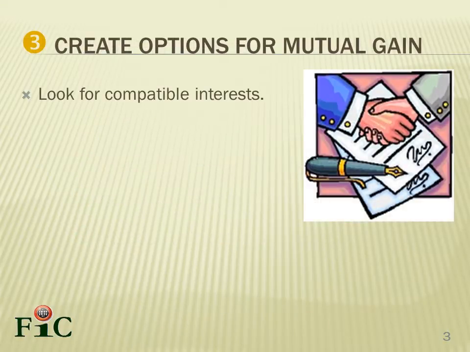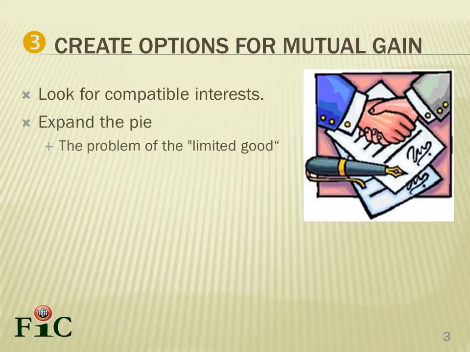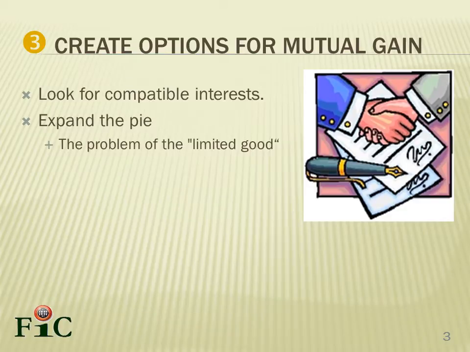As we talked about in the last series, looking at the example of the two men negotiating over a cow, or two companies negotiating over some land, creating options for mutual gain depends upon looking for compatible interests. You look for those areas where you have commonality and focus on those things rather than focusing on the differences. You want to begin to expand the pie, and by that I mean to address the problem of the limited good. I want to talk about that for a moment.